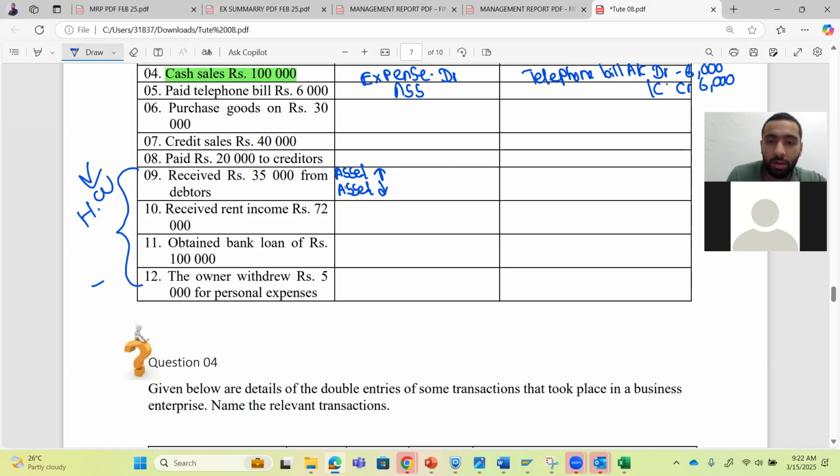Okay, right. So the double entry here should be, what should be the double entry? Can someone please tell me the double entry? Received 35,000 from debtors. What should be the double entry? Can someone please put it in the chat box, what is the double entry?